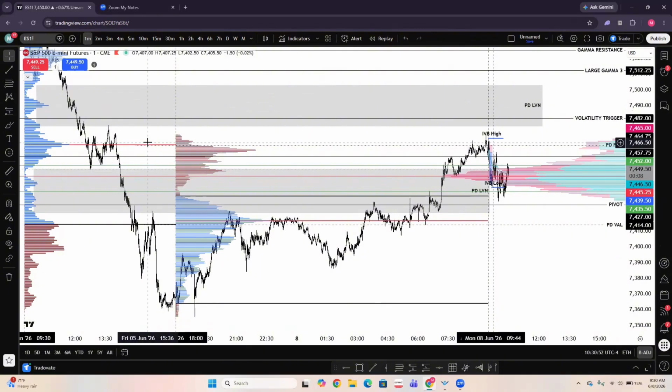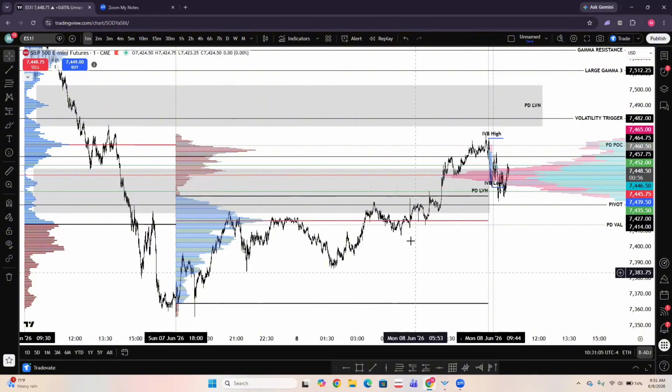The reason I wanted to short up here was that this was also a point of control, as you can see in the volume profile as well. It's the previous point of control in the volume profile at 7465, and it is a point of control in the TPO chart too, as we saw earlier. So that is a very strong level, right?